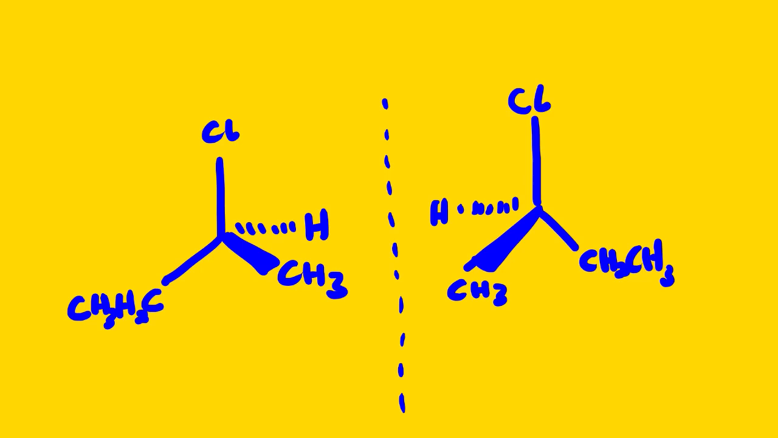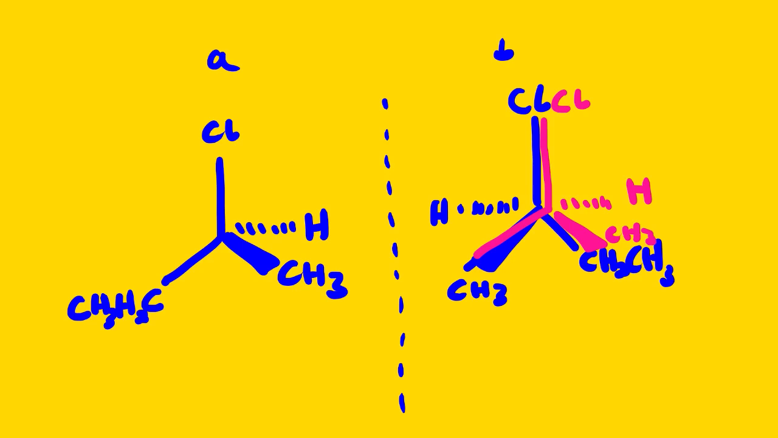If we take A, B, if we take A, we put it on top of B, you can see that it is not going to be superimposable, because we are going to have something like this. Our hydrogen will go this direction, and then our methyl will go this direction, and then we are going to have our ethyl here, and then we are going to have our chlorine here. Therefore, the two, they are enantiomers.